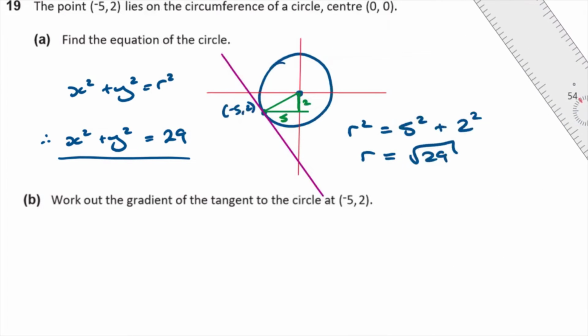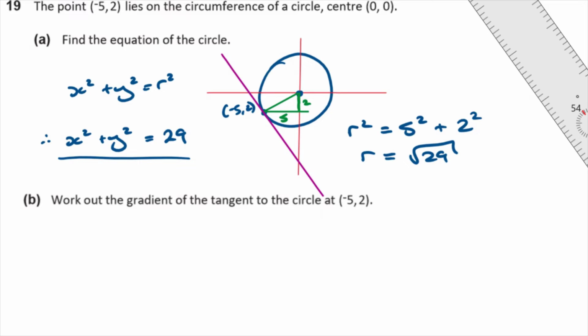Now, quickly drawing a sketch is useful because it tells me information. It tells me that the gradient I'm looking for is negative because it's sloping down, and it's also going to be quite a large number, isn't it? It's going to be like minus 3 or 4, something like that. So it tells me information which I can use to check my answer to see if it's sensible.